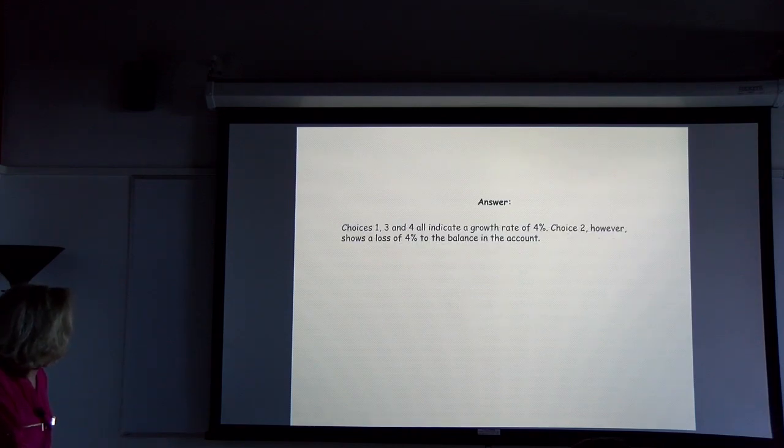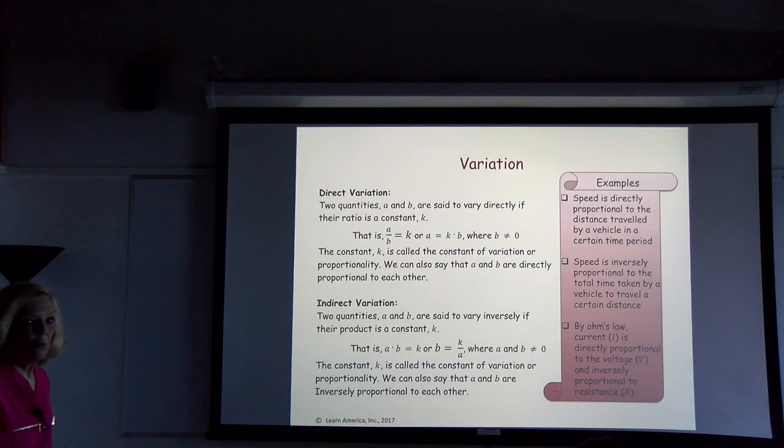Okay? So choices 1, 3, and 4 all indicate a growth rate because you're adding on the 4%. Choice 2 showed a loss. So again, if you read the question carefully and think about what they're simply asking you, many times you can figure out where it's going.